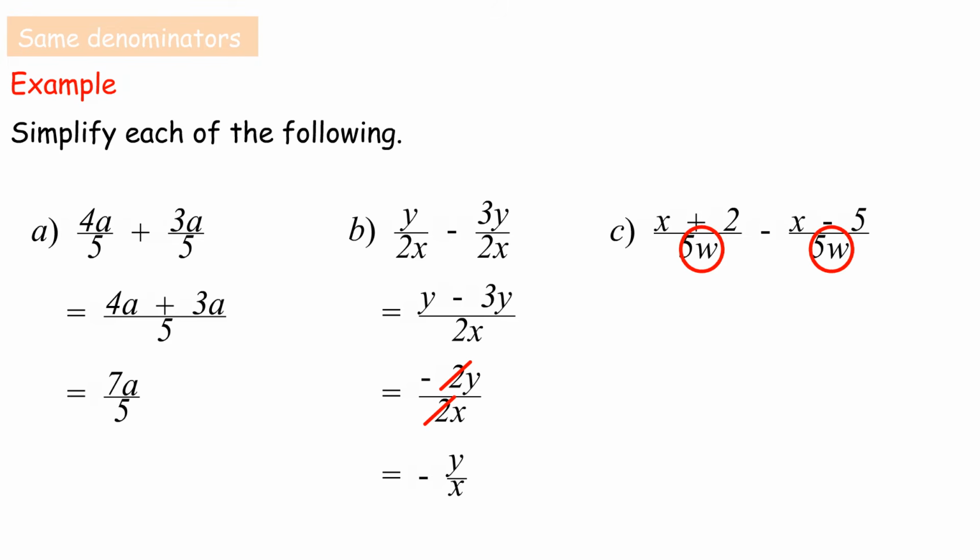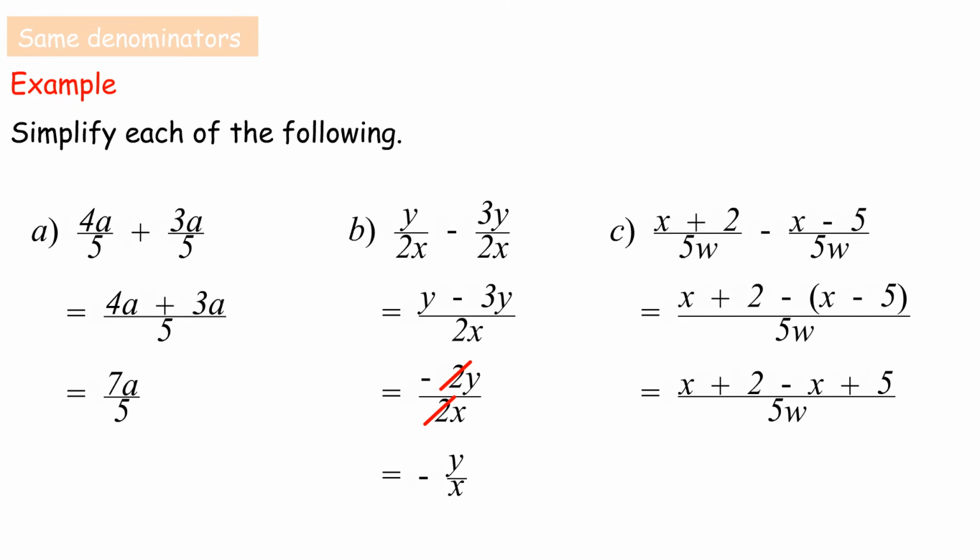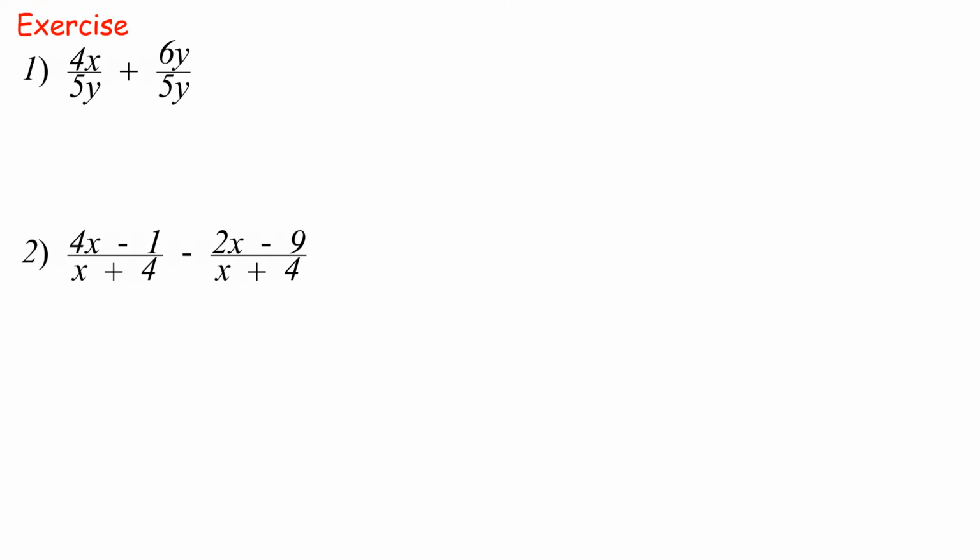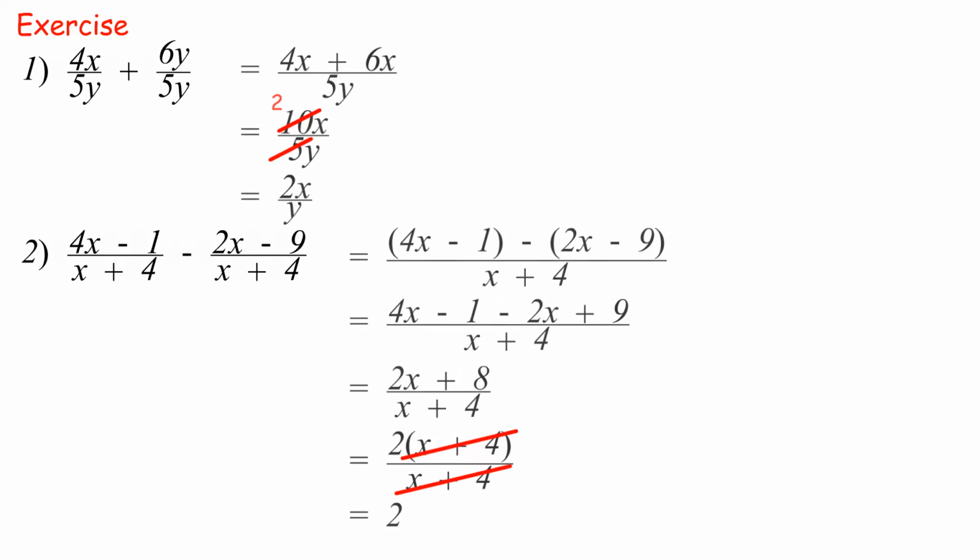C. x plus 2 over 5w minus x minus 5 over 5w. Since the denominators are the same, so just need to do the calculation of the numerators. Equals x plus 2 minus open parentheses x minus 5 close parentheses over 5w equals x plus 2 minus x plus 5 over 5w equals 7 over 5w. Exercise. The answer is as follows.